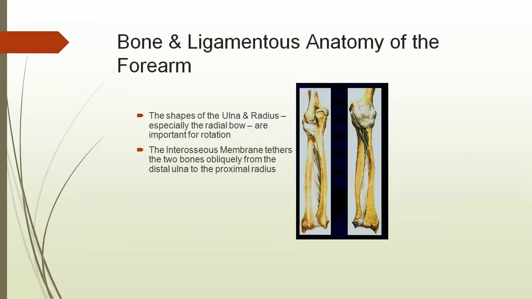Coming to the relevant anatomy of the forearm, mainly the bones and ligaments, mainly the shape of ulna and radius, especially there is a bowing of the radius, which is important for rotation. Mainly the interosseous membrane, which tethers the two bones obliquely from the distal ulna to the proximal radius. From the distal ulnar part to the proximal radius, there is an attachment between the two bones, called the interosseous membrane, which is very important and runs obliquely. That, as well as the radial bowing, are important for the rotatory pronation and supination movements of the forearm and wrist.